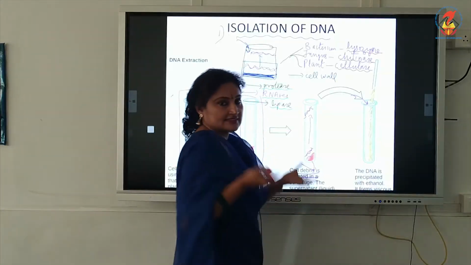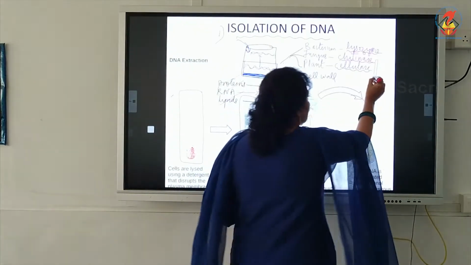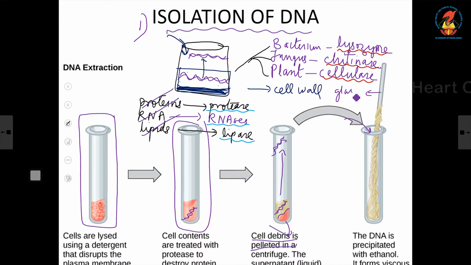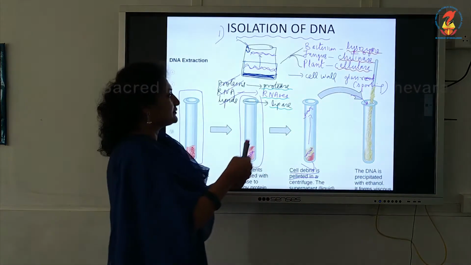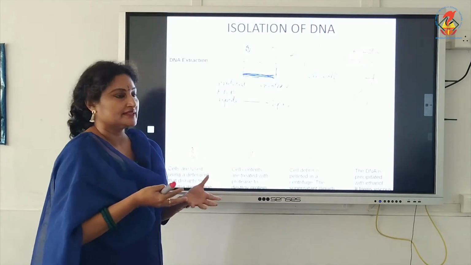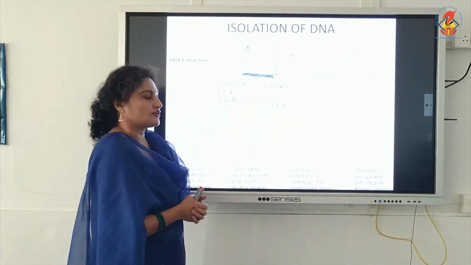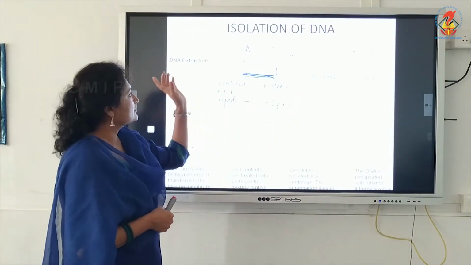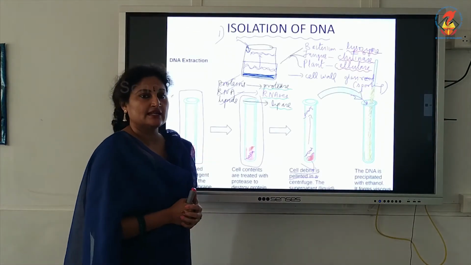The DNA rises, and with the help of a glass rod, you can take it out. This process is called spooling. That is taking the DNA from the precipitate which has precipitated in chilled ethanol with the help of a glass rod is called spooling. This procedure we will be doing in the lab.